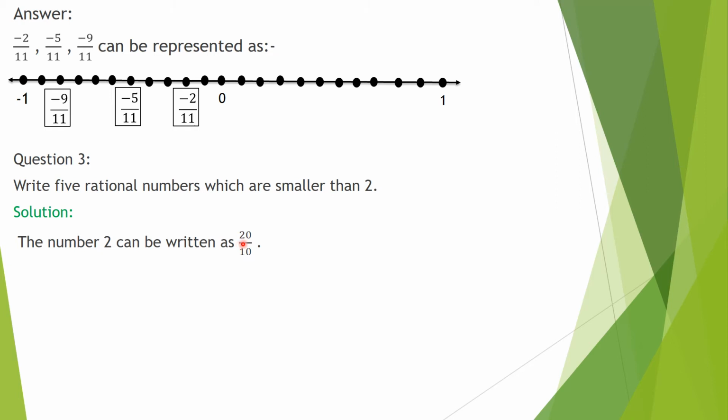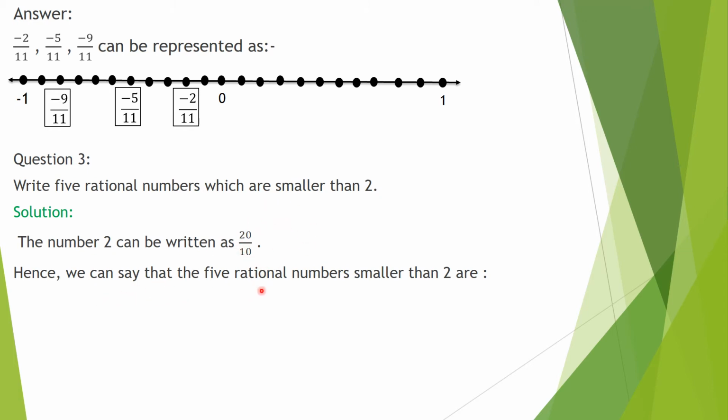And we multiply it by 10 on numerator and denominator both. So it becomes 20 upon 10. Hence, we can say that the 5 rational numbers smaller than 2 could be written as the numbers smaller than this, 19 upon 10. Any number you can write: 19 upon 10, 15 upon 10, 10 upon 10, 5 upon 10, 2 upon 10. It could be consecutive also: 19 upon 10, 18 upon 10, 17 upon 10, 16, whatever. This is how you have done it in P by Q form.